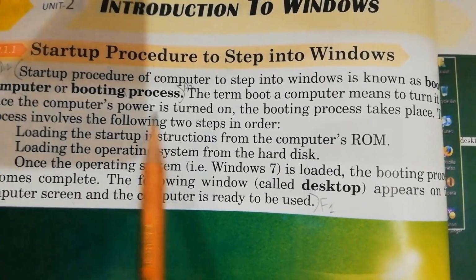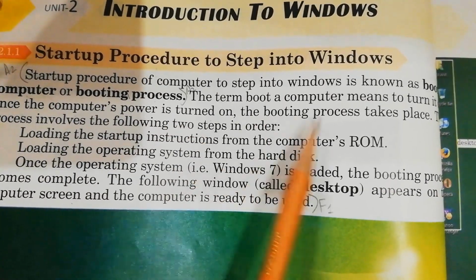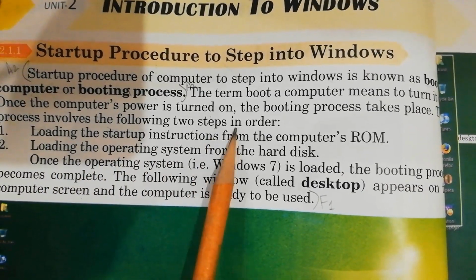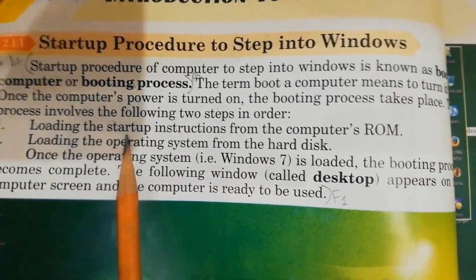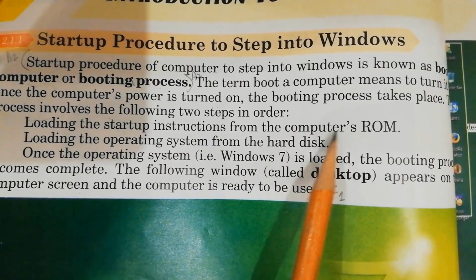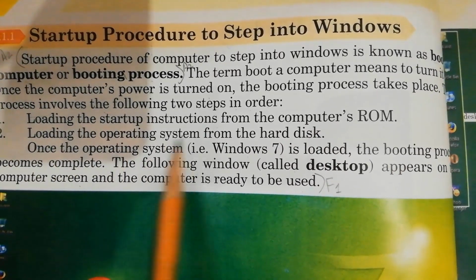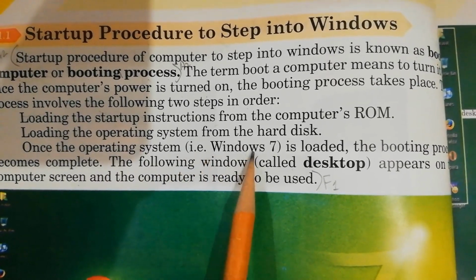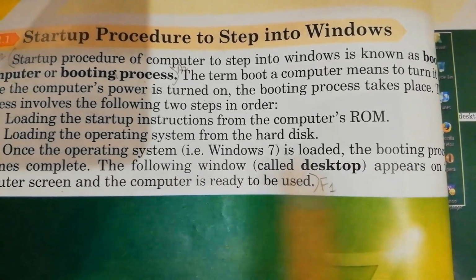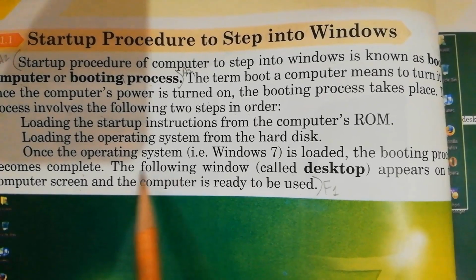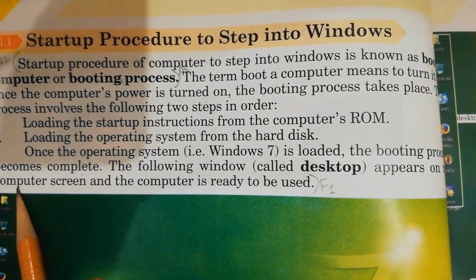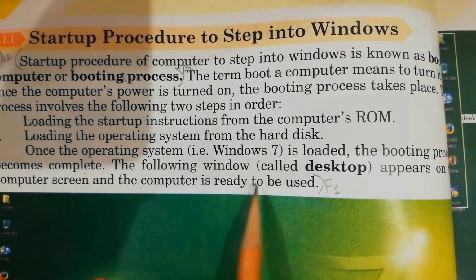Once the computer power is turned on, the booting process takes place. This process involves the following two steps in order. Number 1, loading the startup instructions from the computer's ROM. Number 2, loading the operating system from the hard disk. Once the operating system, for example Windows 7, is loaded, the booting process becomes complete. The following window called desktop appears on the computer screen and the computer is ready to be used.